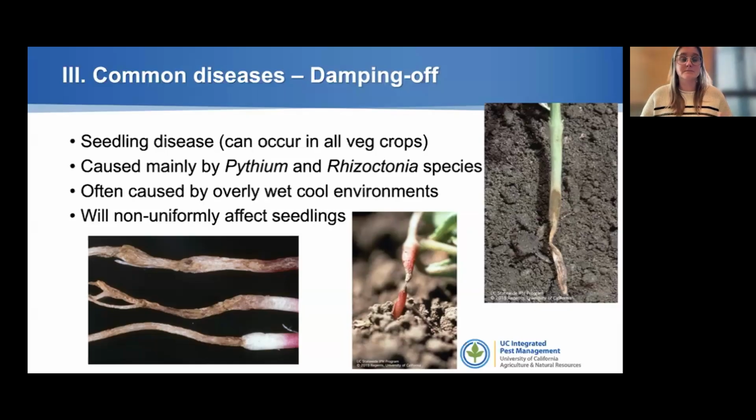And this, like most plant diseases in general, will not uniformly affect seedlings. So if you have 20 seedlings, only 8 of them might be affected by this damping off. But in general, it is a disease that causes almost disintegration or rot of the crown of seedlings of any type of veg crop. As I said, it can occur on any type of veg crop.